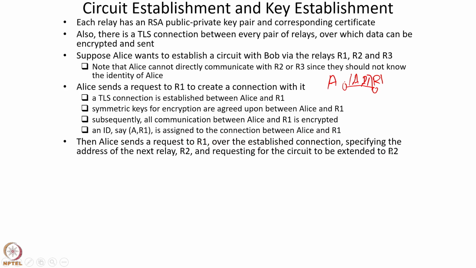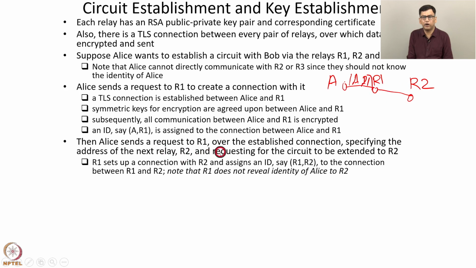Alice sends a request to R1 requesting that the circuit be extended to the next relay, that is R2, and Alice specifies the address of R2 to R1. That way R1 knows that it should establish a connection with R2. So Alice informs the address of R2 to R1, and then R1 establishes a connection with R2.